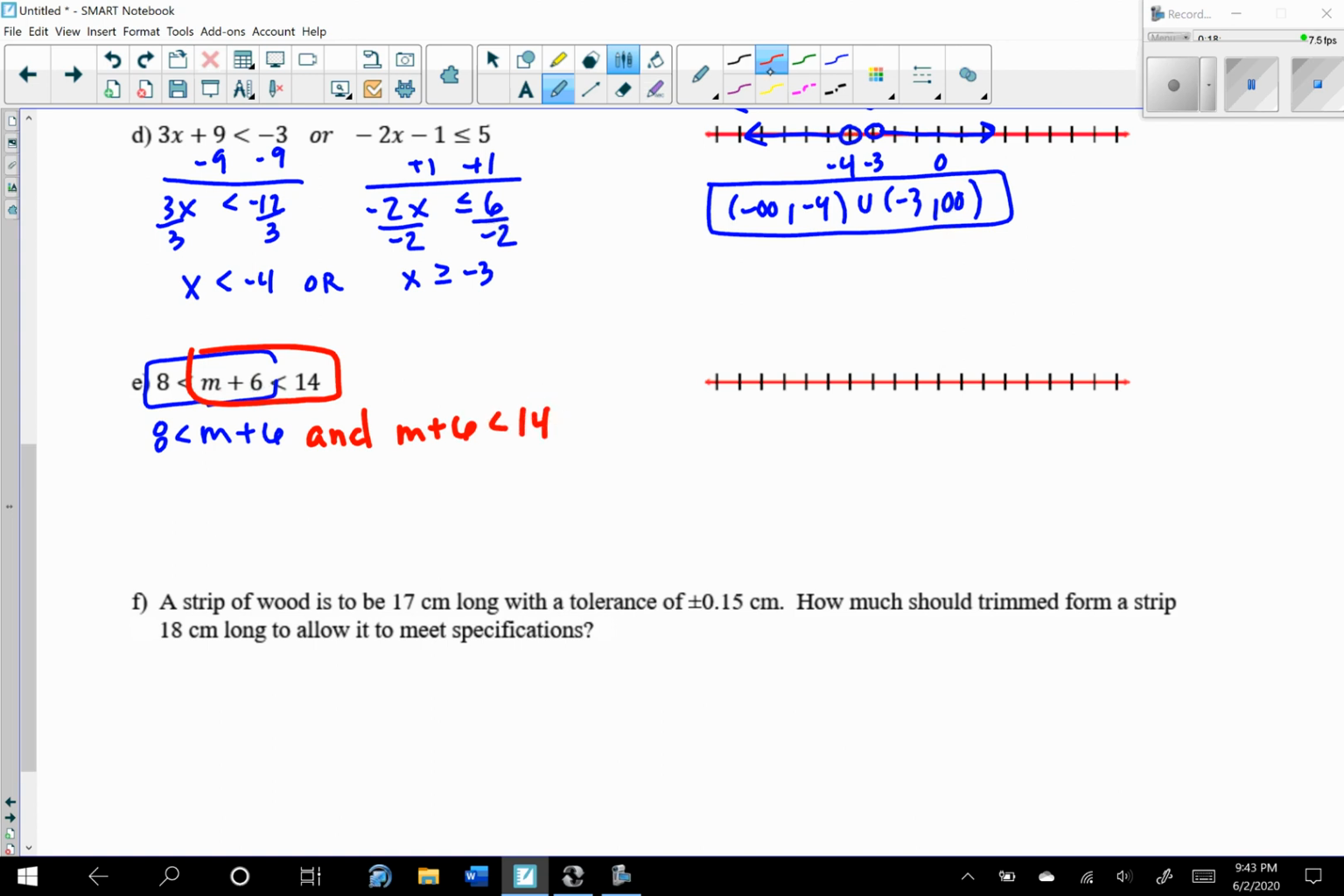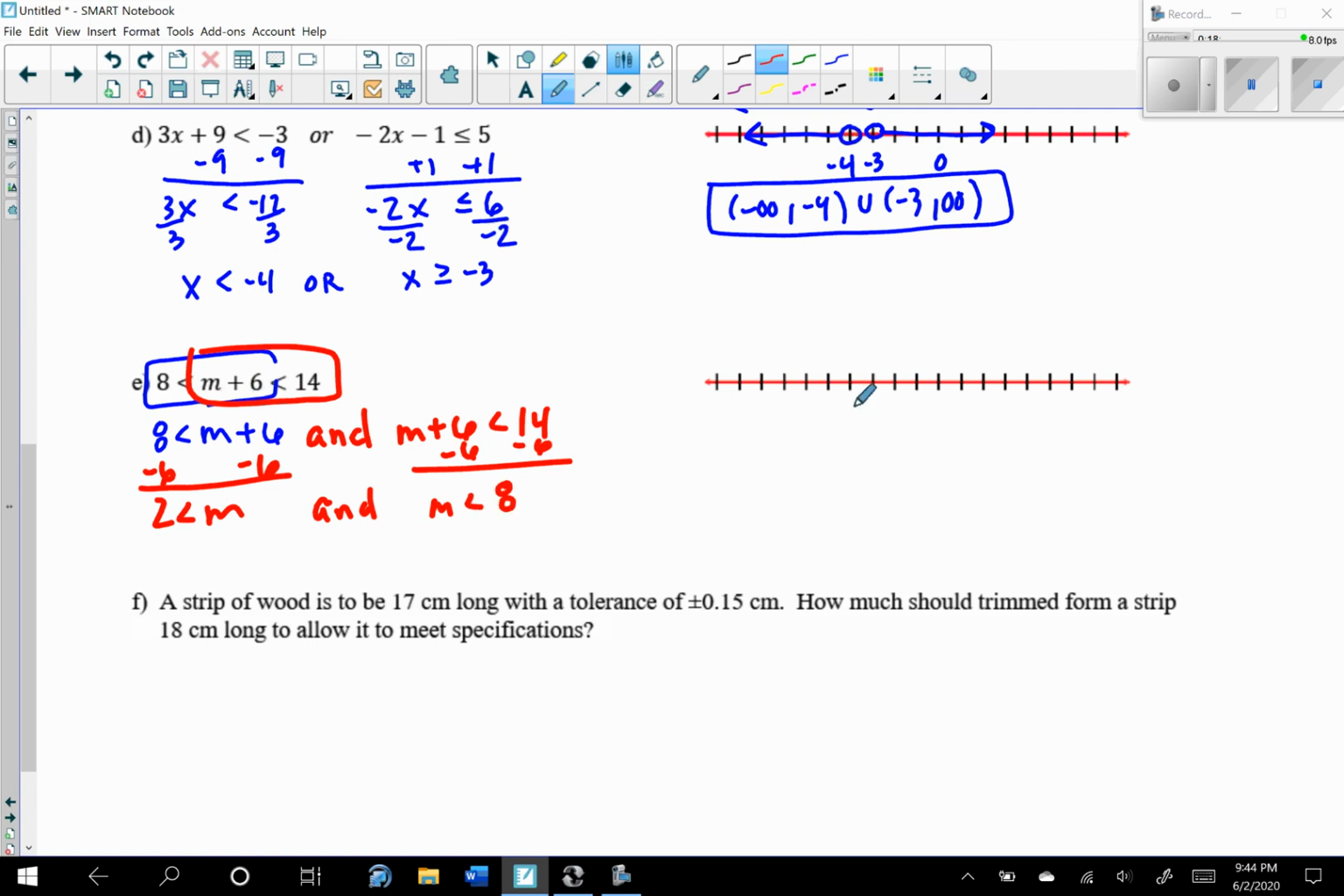So you can then go ahead and solve each inequality, or you can solve it all together. It's up to you how you want to do that. So minus the 6. So 2 is less than m. And subtract the 6 here. M is less than 8.